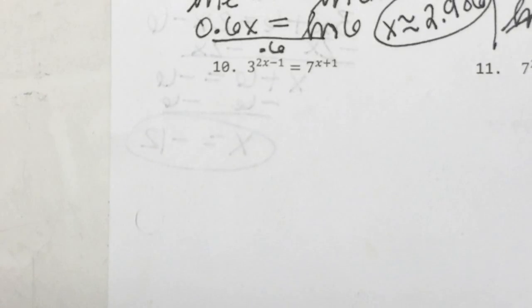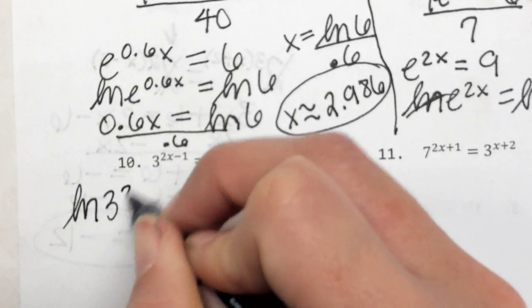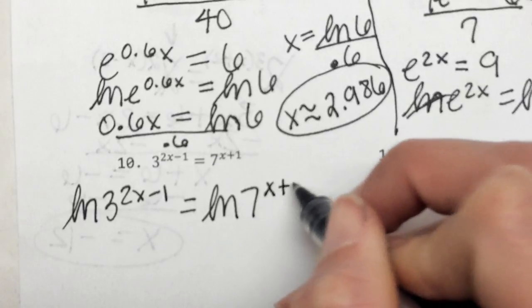Alright, what do you think we should do first? Same base. Same base, so can we find a base between 3 and 7? Nope. So what next? Don't think too hard. Same process we've been doing. ln on both sides. So ln 3 to the 2x minus 1, ln 7 to the x plus 1.